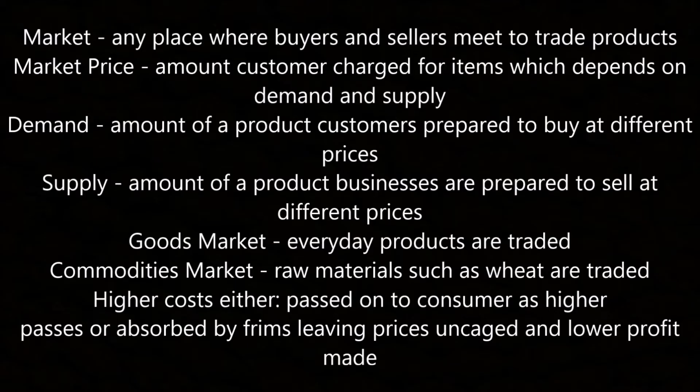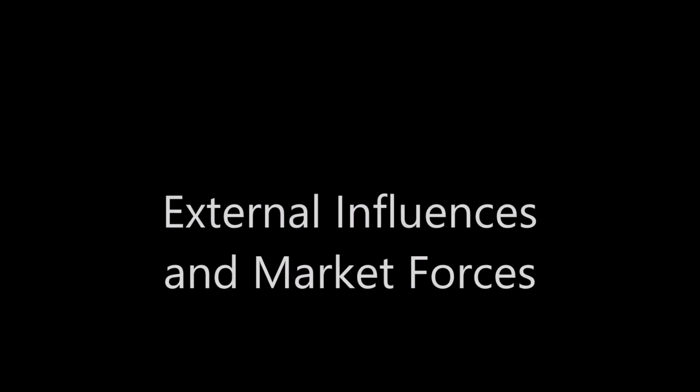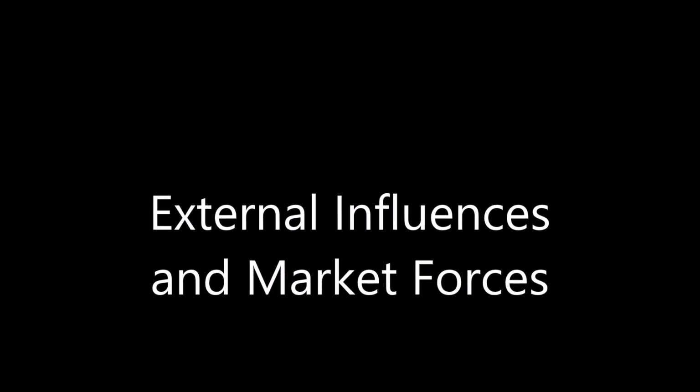The goods market is where everyday products are traded. The commodities market is where raw materials such as wheat are traded, and higher costs are passed on to the consumer as higher prices, or absorbed by firms, leaving prices unchanged and a lower profit made. External influences and market forces.